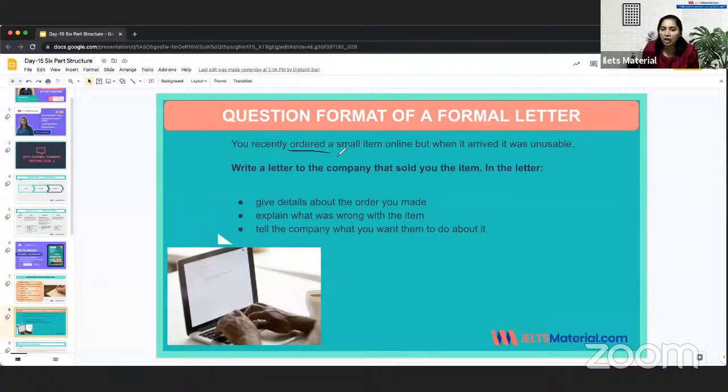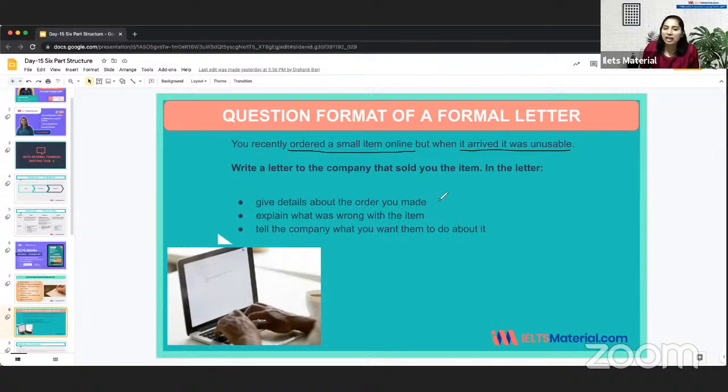There is a situation already given. Ordered a small item online. So you did something, that is, you did an online shopping. You ordered a small item and this is the situation, but it arrived as unusable. You cannot use that item and you want to replace it, or you would be asking the company to do something for you.